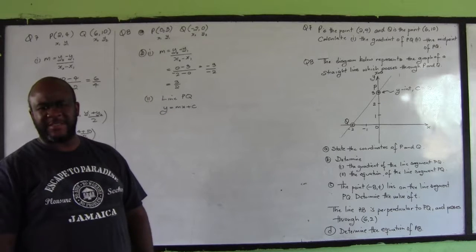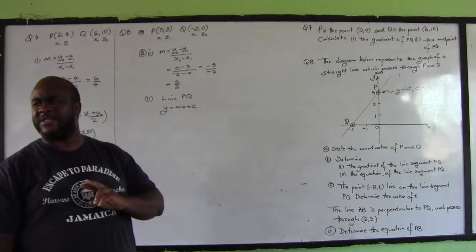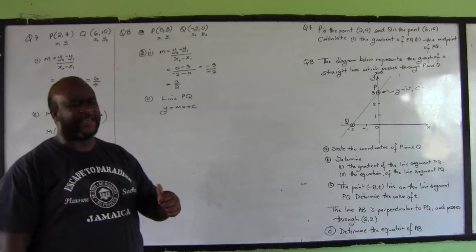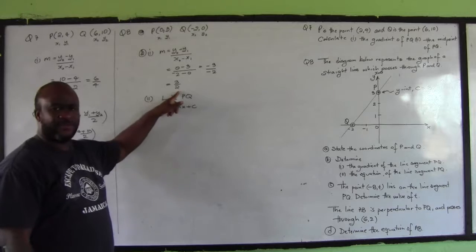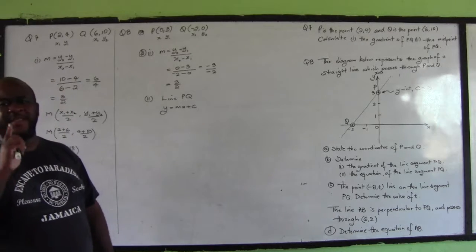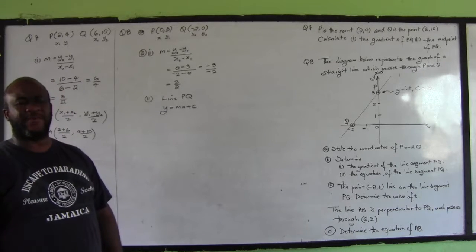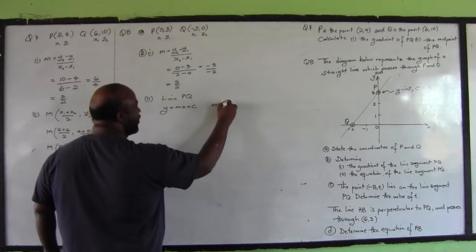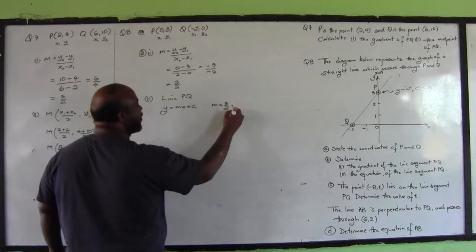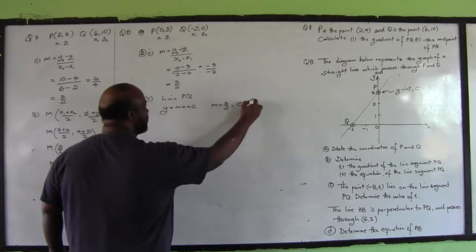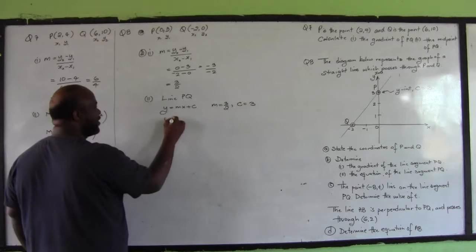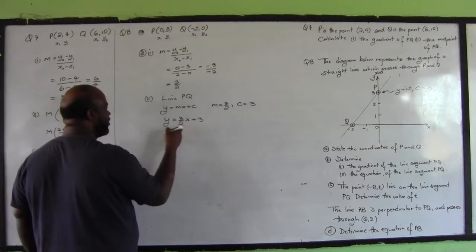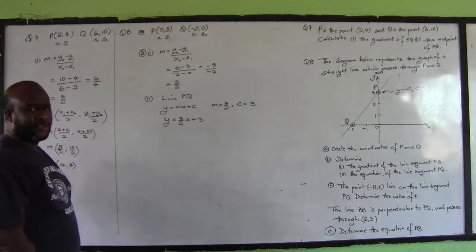Let me say it again. You need two things to definitively say what the equation of a line is. You need to know the gradient of the line. What is the gradient of the line? 3 over 2. And you need the y-intercept. What is the y-intercept c? 3. The line is y is equal to 3 over 2x plus 3. That is the equation of the line.